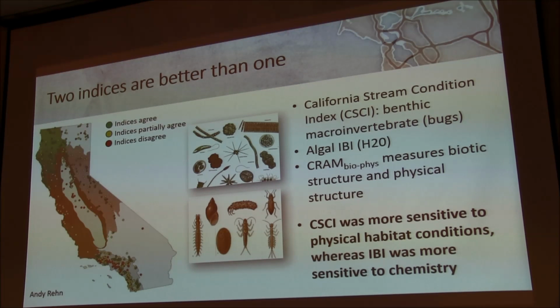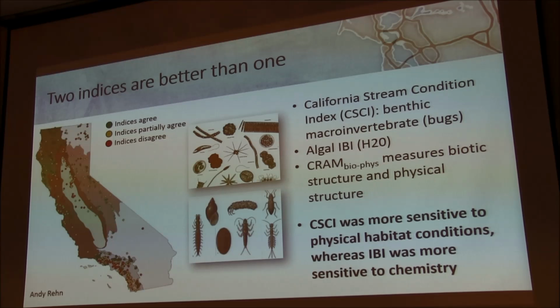So Andy Wren has done a nice job of comparing this algal index of biotic integrity with the index that we use based on benthic macroinvertebrates. So we call that one the California Stream Condition Index. It was developed by Rafi Mazur and others. You've heard about it a little bit already at this conference.